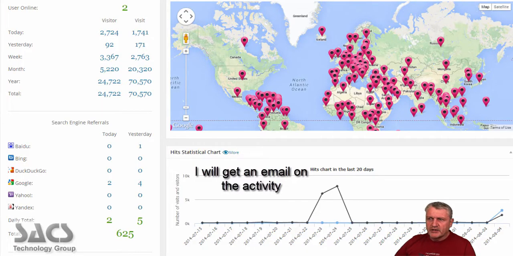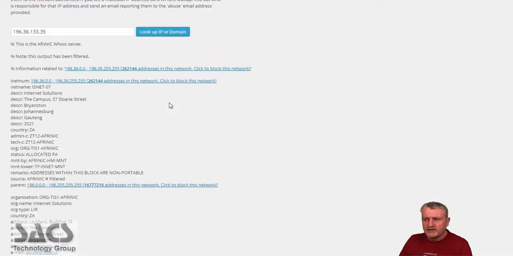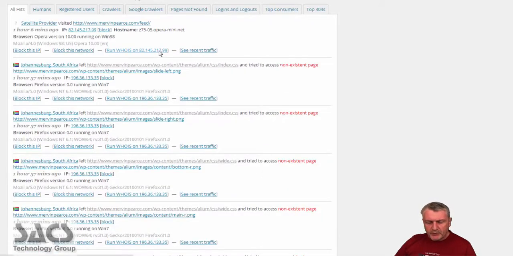If you look at what's happening in live traffic at the moment, I've got a satellite provider that comes in here. We have a web address from Johannesburg, South Africa, trying to access a non-existent page, and there's quite a few from this address. And we can actually run a whois on this site to determine where this IP address is coming from. We can see it's coming from Internet Solutions, the campus, it's 57 Sloane Street in Bryanston. Now, I presume what's happening there is that a person most probably is running a robot to see what's on the site or trying to siphon the site off. And as you can see, quite a few from there.